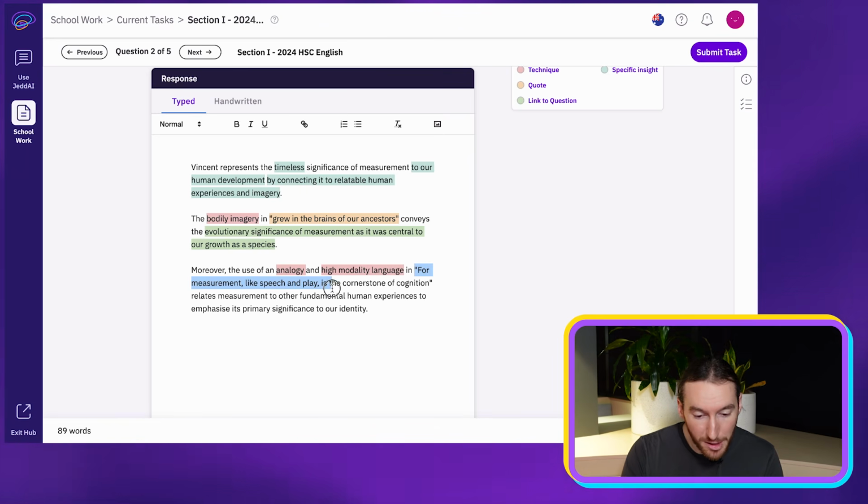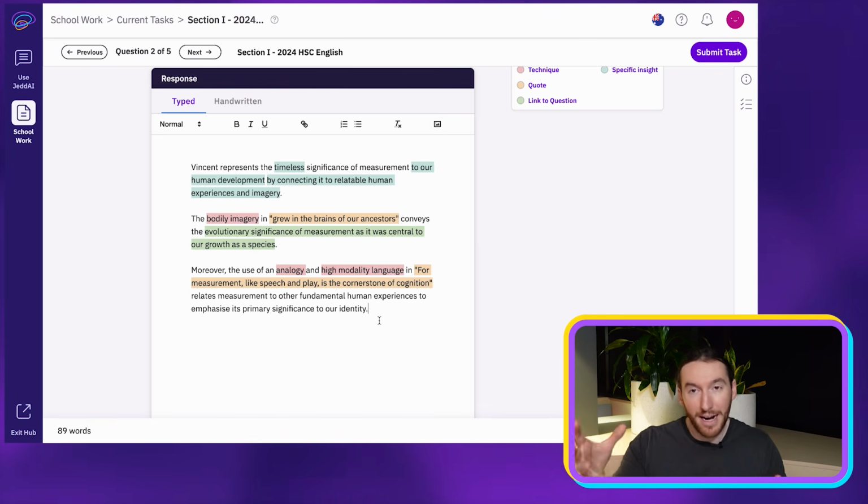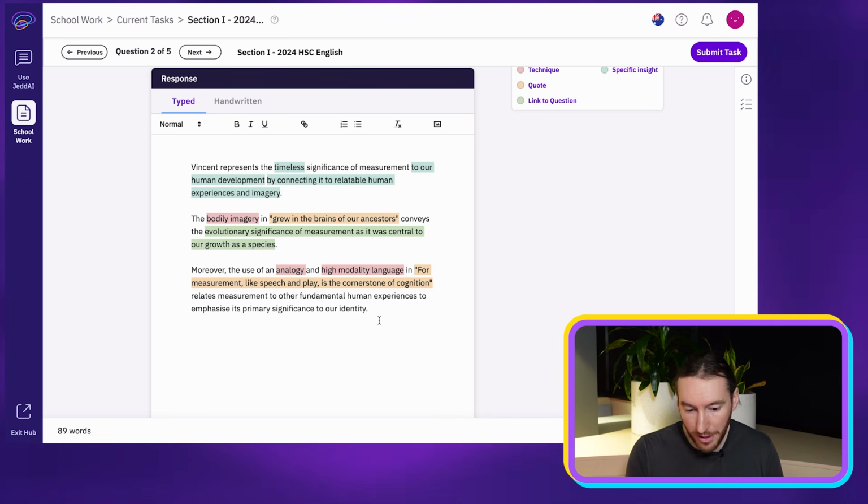For measurement, like speech and play is the cornerstone of cognition. So we get the essential part of the quote that clearly captures the analogy to speech and play, but also has the is the cornerstone of cognition, which is critical to the point we want to make. So we have to include all of that in our quote. Notice again how I just used the word in. You don't have to do these fancy transitions into the quote where it just flows, as I would recommend for your essays that you have time to prepare all of that for. This you can keep a lot more basic.